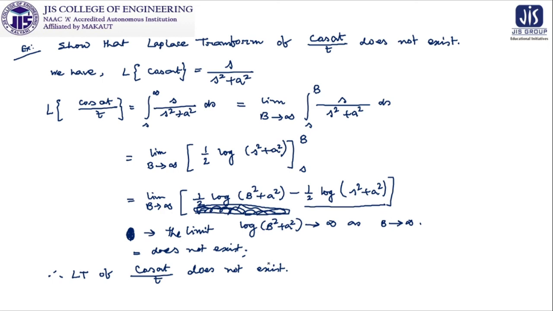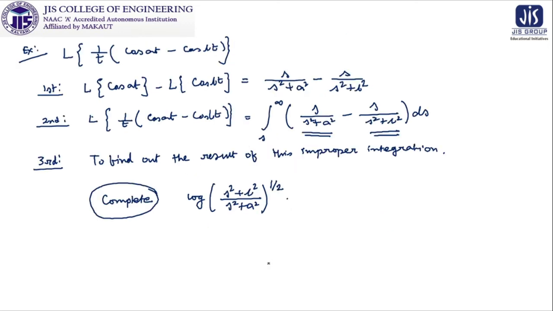So here I want to mention one thing. You are getting here cos at by t, cos bt by t, and I have given you the clue that you will get some result, but separately they do not exist. That means you are using the concept of improper integral, please recall that, and how you are going to adjust them to find the finite result in this problem.